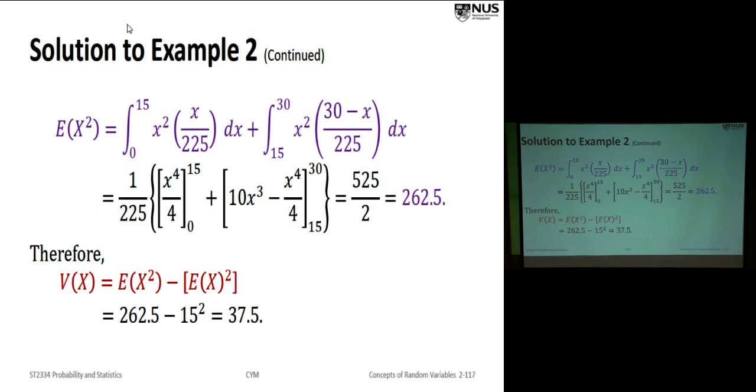And then I'm integrating 30x squared minus x to the 3, excuse me. So the integral of 30x squared is 10x to the power 3, and the integral of x to the 3 is x to the 4 over 4. And then if I plug in these numbers into the indefinite integrals, I get back 262.5. The variance then happens to be 262.5 minus the square of the mean. The mean was 15, so 15 squared is 225, so I get 37.5 as the variance.